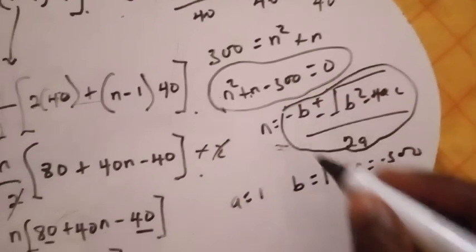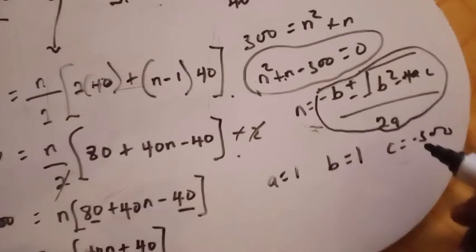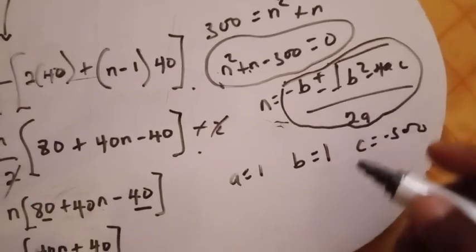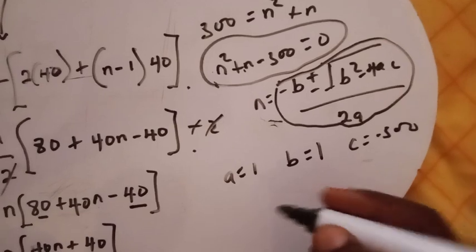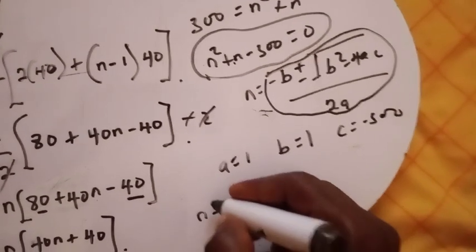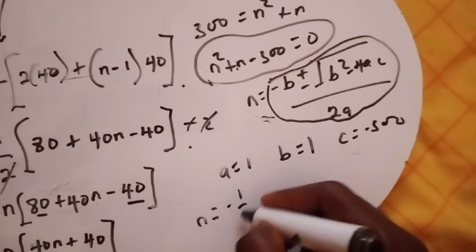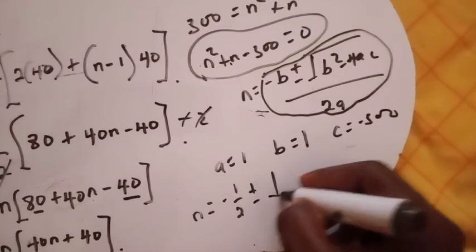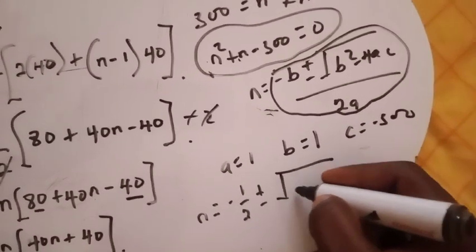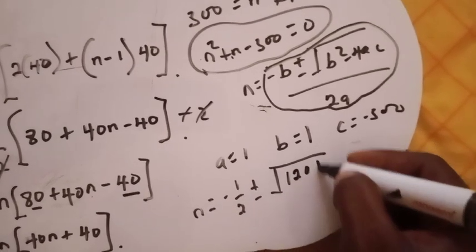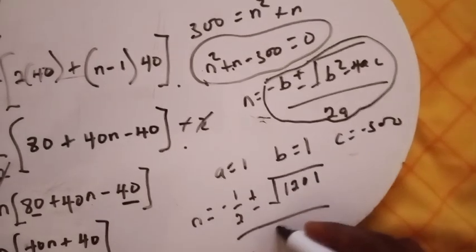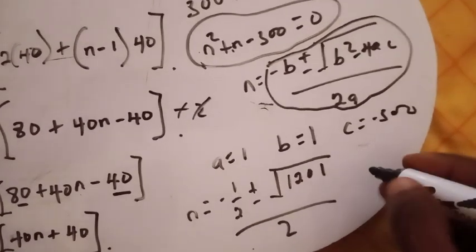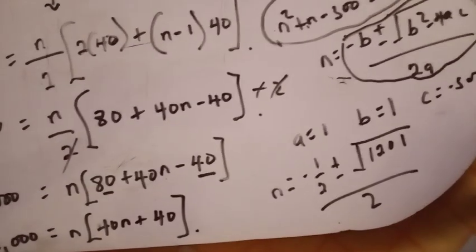I've already solved this. If you want me to show you how to do this calculation, let me hear from you in the comment section below. So I arrive at the point where I have n equal to negative 1 over 2 plus or minus the square root of 1 plus 1200, everything divided by 2. Solving this gives me a value of, let me bring that value here.